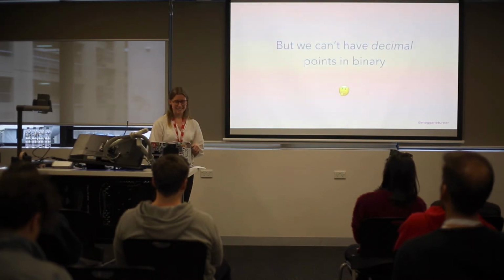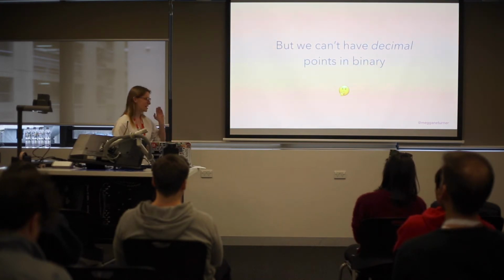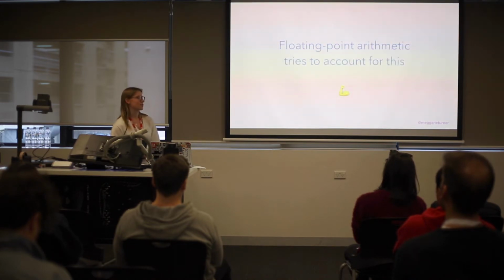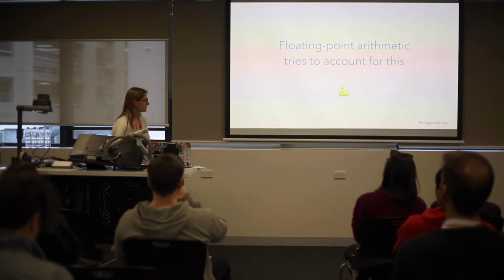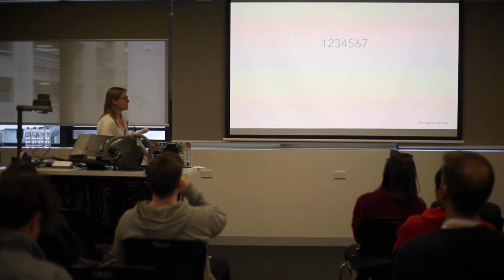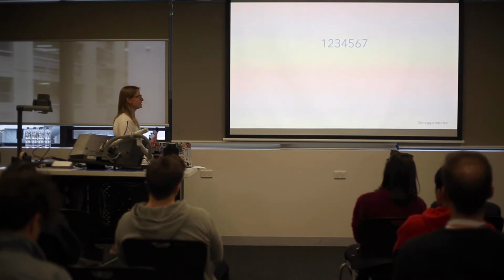But we can't have decimal points in binary, can we? Because decimal is from the word deca, which means 10, so that's for base 10. So floating point arithmetic tries to account for that. So let's have a look at that number 1, 2, 3, 4, 5, 6, 7.